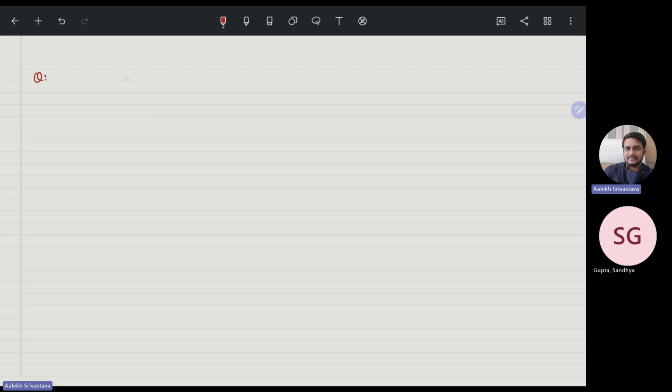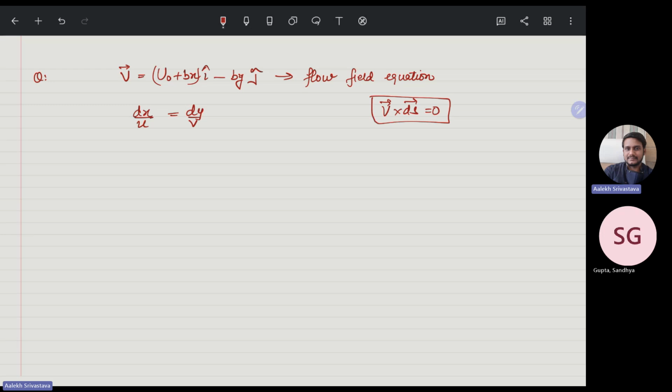So the question is, you have a velocity field given as u naught plus bx times i cap minus by times j cap, and it asks what is the streamline equation for this flow field. This is the flow field equation, and you need to find the streamline equation. If you remember, the streamline equation is dx by u equals dy by v. It came from the equation v cross ds is equal to 0. This is the equation of streamline.